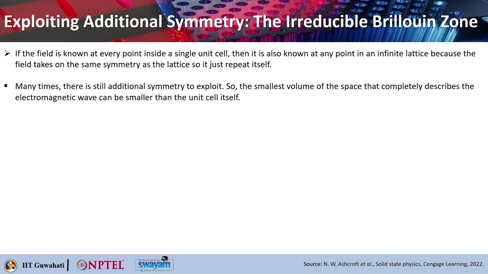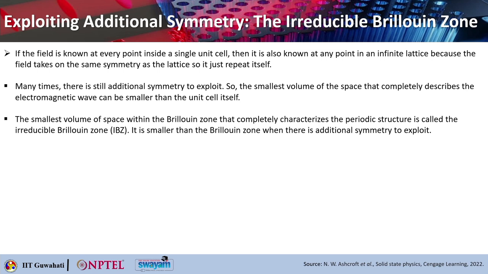So, why is it important to discuss the irreducible Brillouin zone? Because if the field is known at every point inside a single unit cell, then it is also known at any point in the infinite lattice, because the field will just take on the symmetry of the lattice as the lattice is repeated. Many times there is still additional symmetry to be explored. Only considering the unit cell itself is not enough, because sometimes there is symmetry within the unit cell that allows you to focus on a smaller region where you can find very independent modes. Those small regions can be replicated a few times to form your unit cell, and then you can repeat your unit cell periodically. That way it will bring down the computational requirement as well.